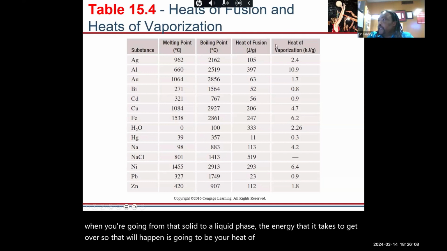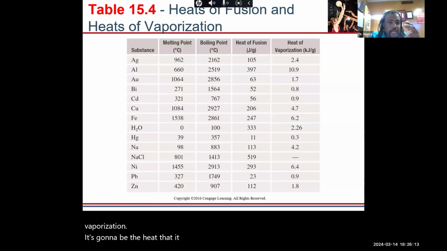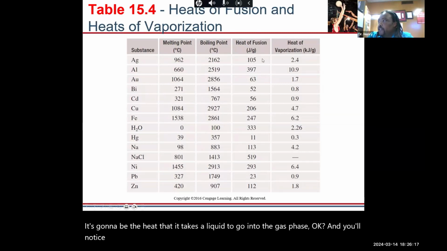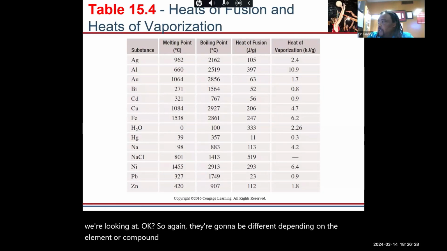And then the heat of vaporization is going to be the heat that it takes a liquid to go into the gas phase. Okay. And you'll notice that they're all different depending on the element or the compound that we're looking at.